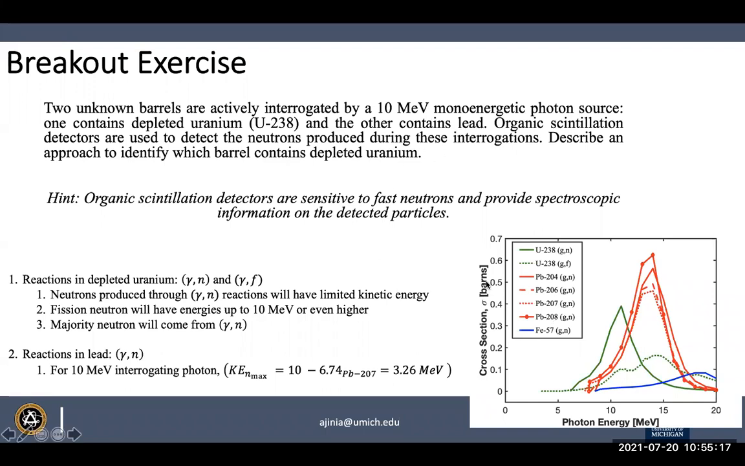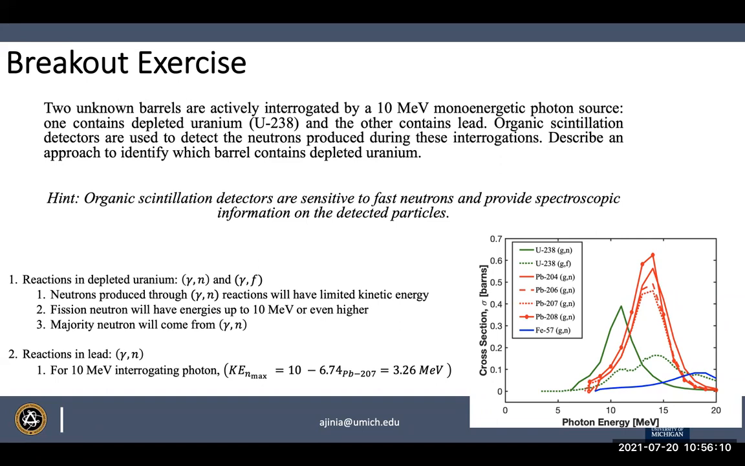But when we talk about lead, there are four isotopes: 204, 206, 207, and 208. When we look at the cross-section values, they look quite similar. They pretty much all have a threshold at around 7 MeV, and you do 10 minus 7, so the maximum energy neutron from lead is going to be 3 MeV. You're not going to get anything greater than 3 MeV. This is how we can separate out actinides from other high Z targets in photon active interrogation scenarios. This is a very strong strength of photon active interrogation, because the energy information is very important.